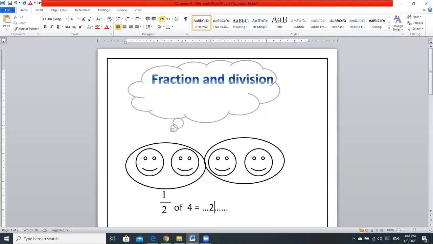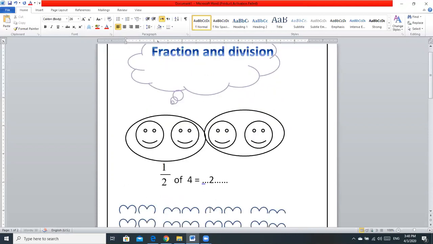Half of 4 is 2. If I want to get the 4 divided by 2, it will be 2. So here it means I divide this 4 into 2 groups. Each group we're going to have 2. So half of 4 is 2.